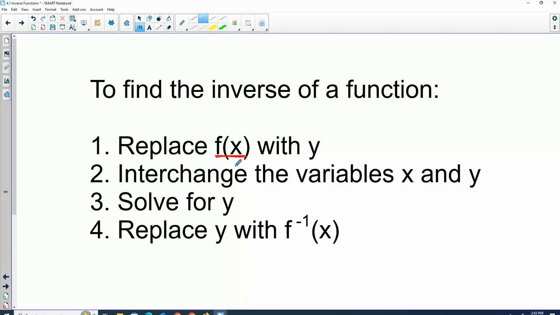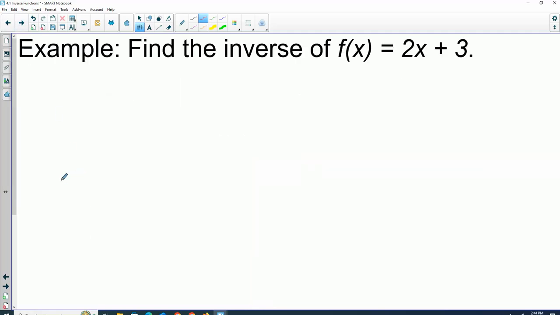So our y becomes an x, any x becomes a y. Then we want to put it back in function notation. So then we will solve for the y and change it to f inverse, just to show that we have found the inverse at the end. So let's do some of these.